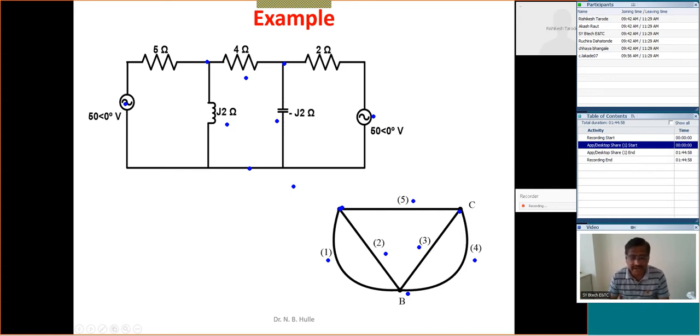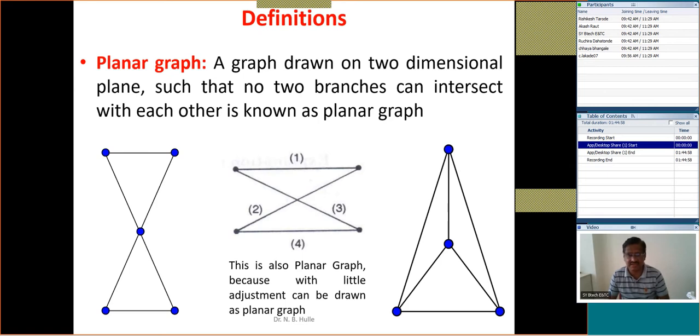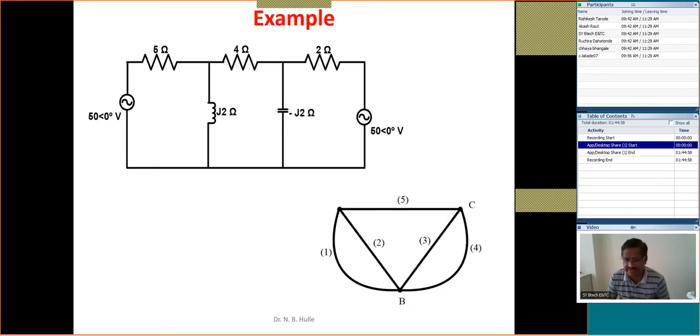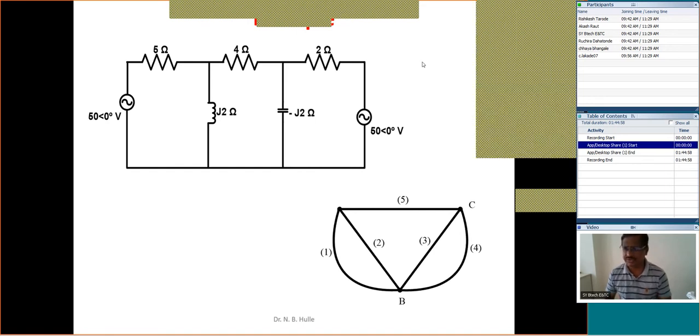Here, as far as the given figure is concerned, you must be in a position to draw the graph for that given figure. That is the terminology. Then I will discuss the new definitions, but before that, I will come back to you and ask, are you sure whether you are in a position to draw the graph for a given network?